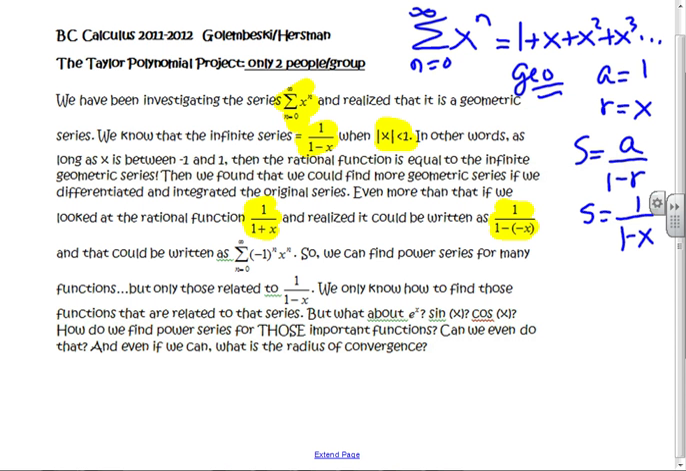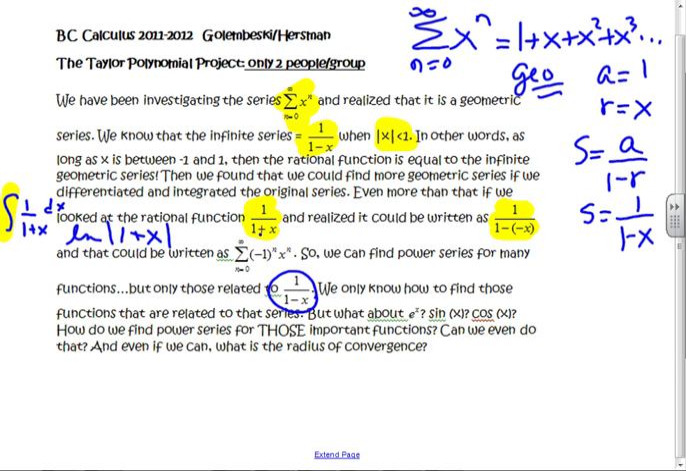Okay, we found more geometric series if we differentiated and integrated the original series. We ended up getting logarithms, because the antiderivative of 1 over 1 plus x is the log of 1 plus x. Right? Remember that? The integral of 1 over 1 plus x dx is the log of 1 plus x. Okay, so we found, if we could find this power series, we wrote it out term by term, and we integrated it term by term, which was very nice.